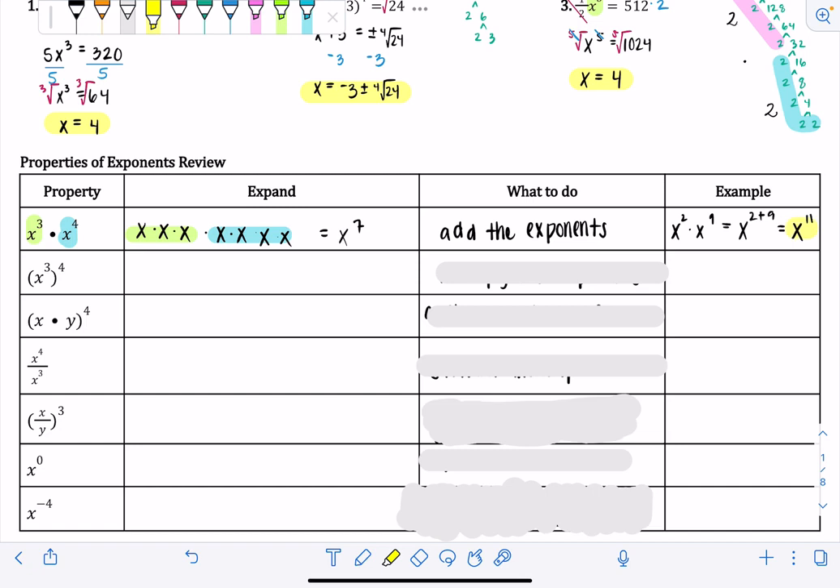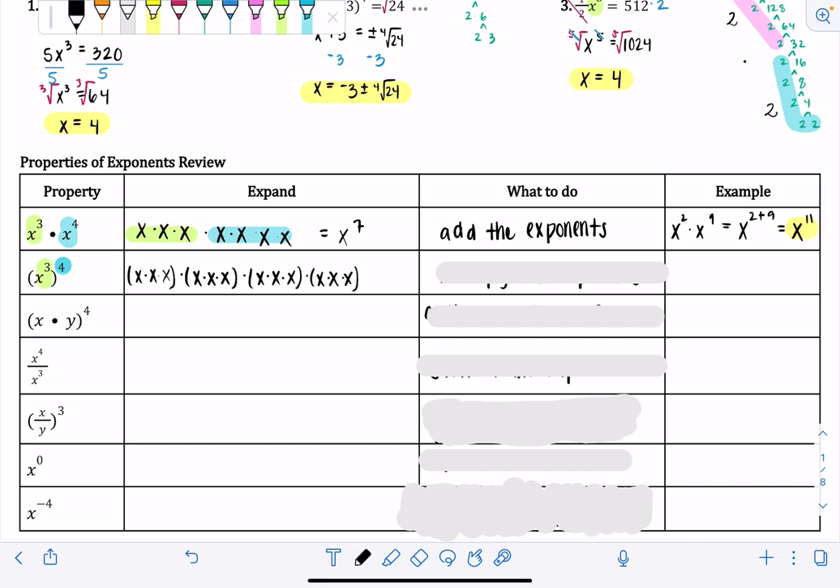Okay, the next one, x cubed to the 4th power, it's called the power of a power. If I were to expand that, this means x cubed, so 3 x's, 4 different times. So it would be x times x times x, that's one of them, times x times x times x, that's another one, times x times x times x, a third one, times x times x times x.